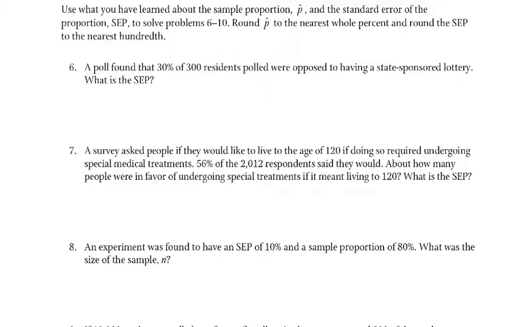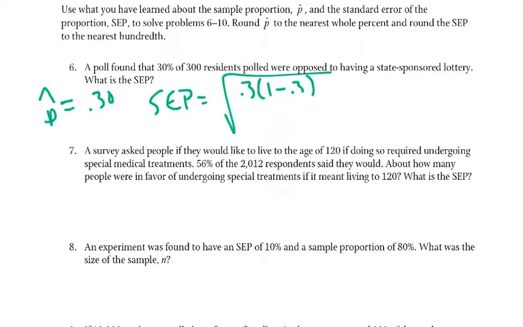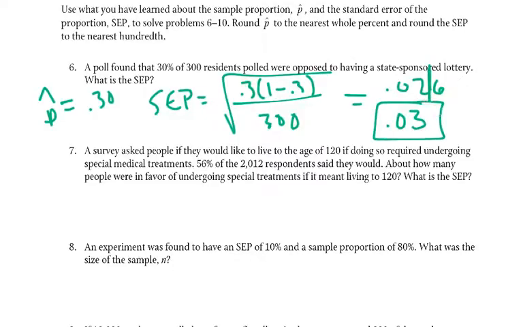A poll found that 30% of 300 residents polled were opposed to having a state-sponsored lottery. What is the SEP? On this one, they already basically gave us the p hat. It would be 30% or 0.30. So for our SEP, we just go square root of 0.3 times 1 minus 0.3, over 300. We type that into our calculator, we end up with 0.026. They said round to the nearest hundredth, so that would bump it up to 0.03 for our answer.